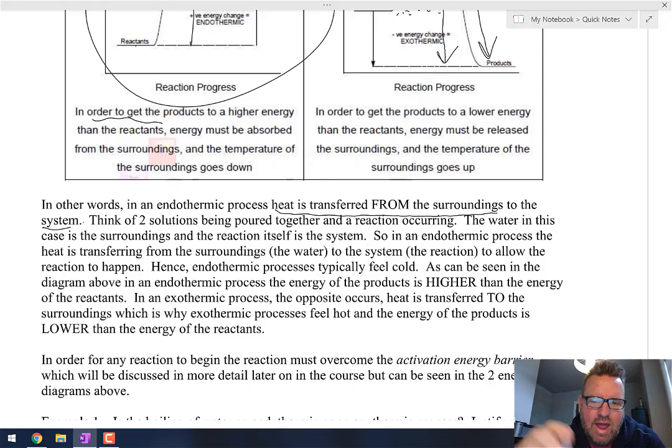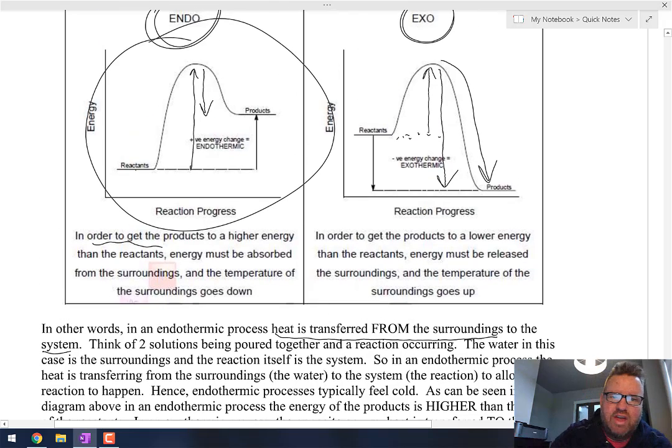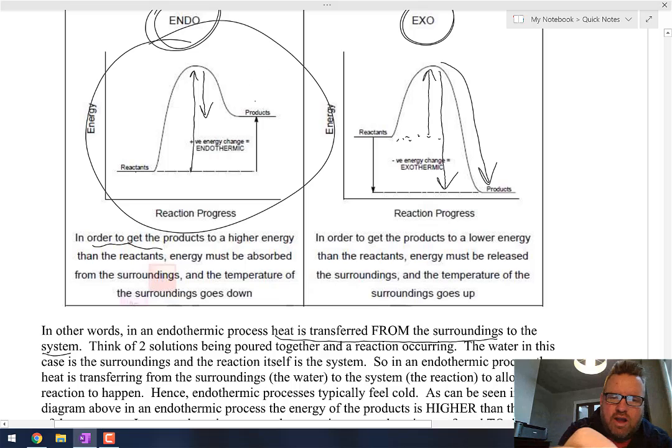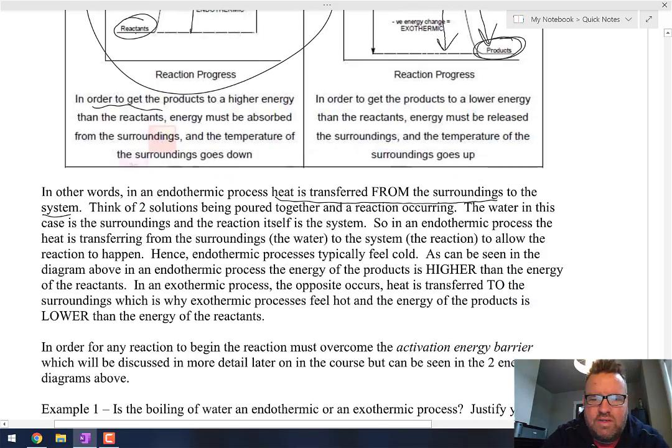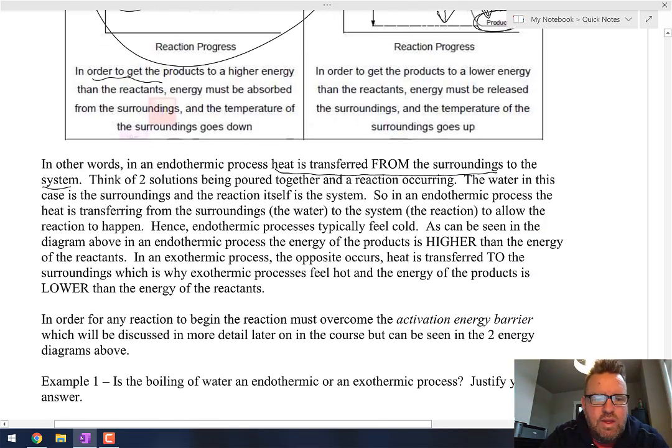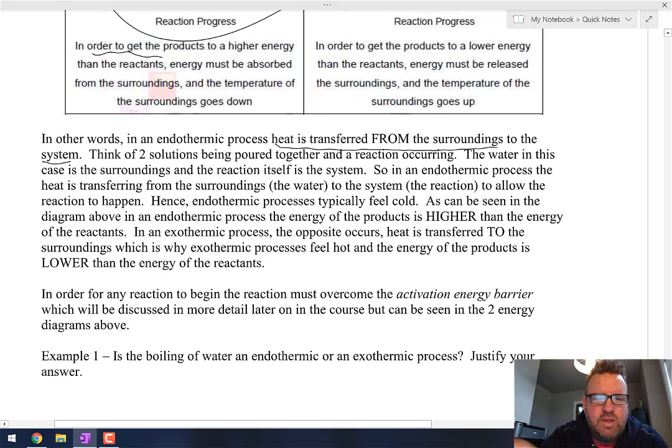In an endothermic process, we can say that the enthalpy, which we're going to talk about later, of the products is higher or greater than the enthalpy or the energy of the reactants. In an exothermic process, the energy or enthalpy of the products is lower than the energy or enthalpy of the reactants. In an exothermic process, obviously the opposite occurs. Heat is transferred to the surroundings. It feels hot, and the energy of the products is lower than the energy of the reactants.